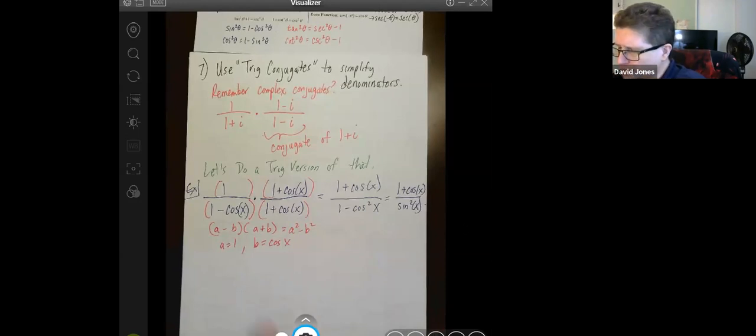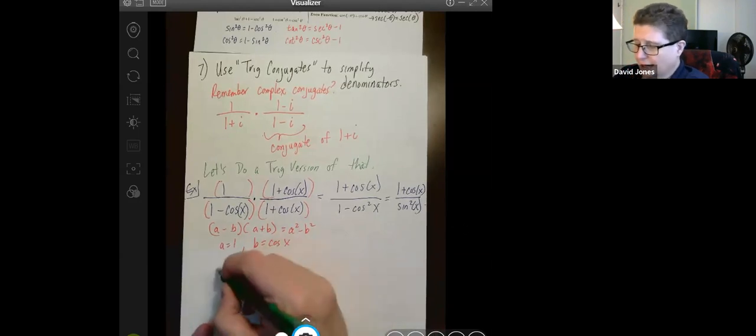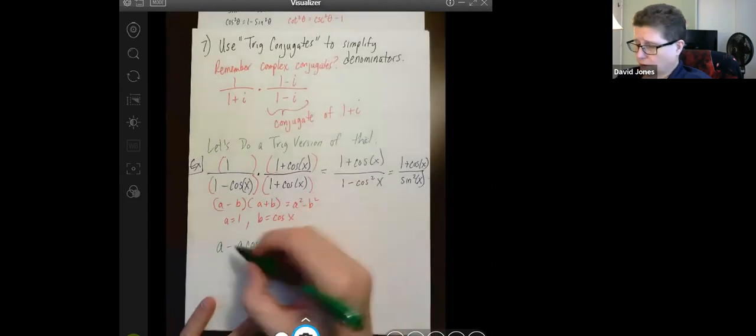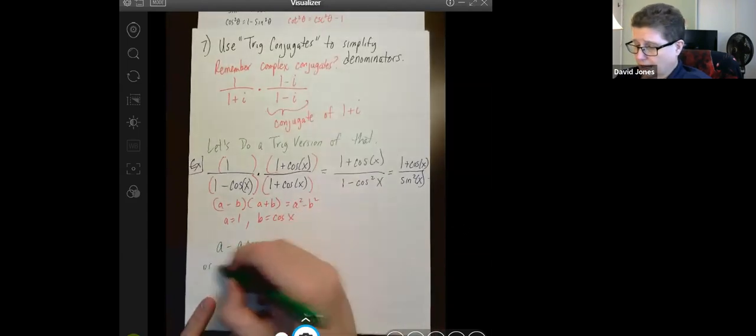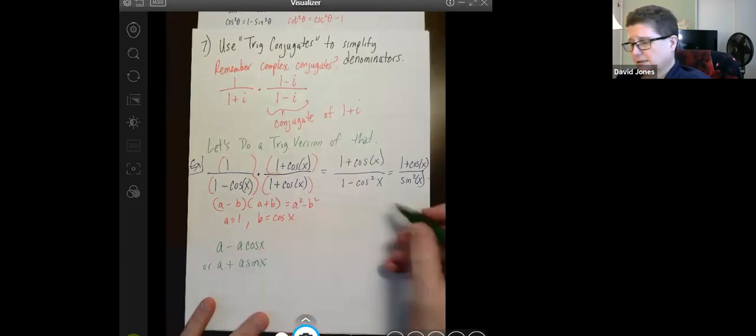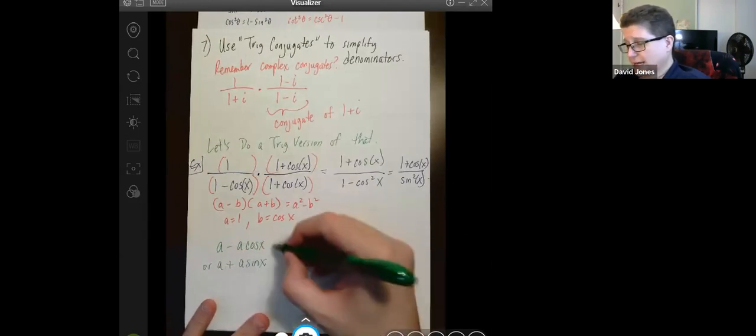Now you may see something different than 1 minus cosine x. If you have something like a minus a cosine x, or a plus a sine x, factor out the a.